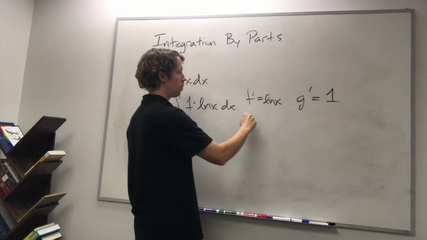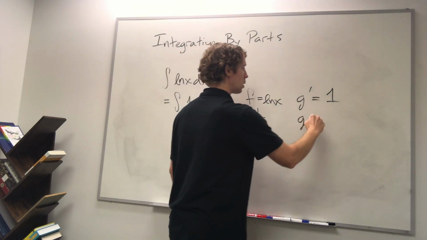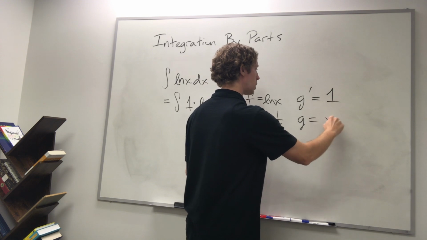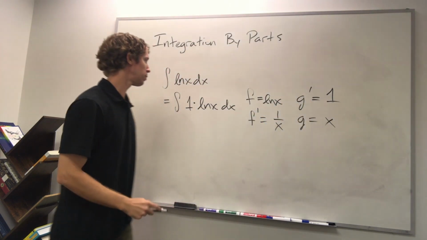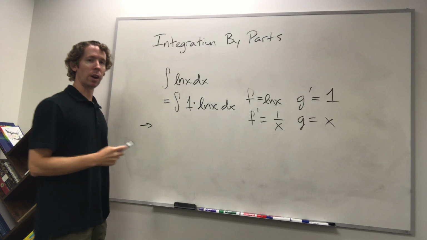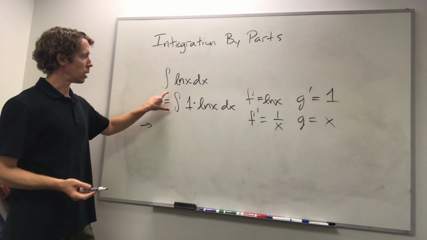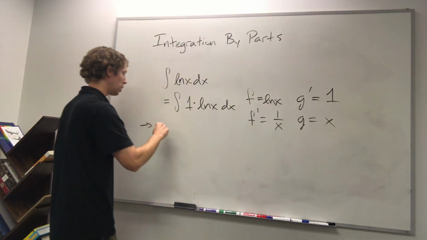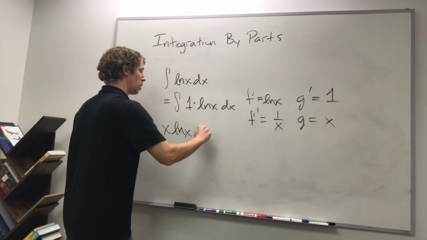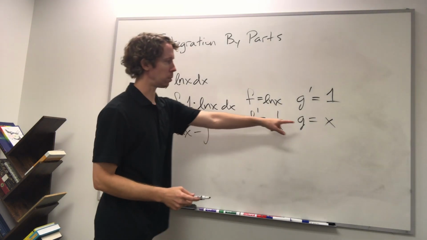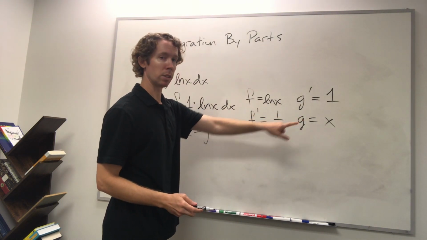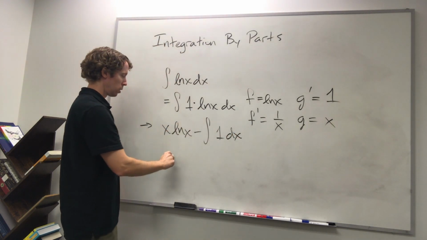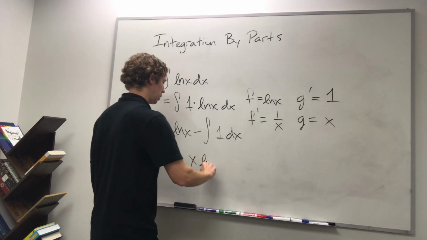And I calculate f prime and g. I know f prime is 1 over x. g is going to be x, because the derivative of x is 1. So now integration by parts tells me that the integral of f g prime is equal to f times g, so x ln x, minus the integral of f prime g. 1 over x times x is just 1. And I can definitely find that integral. So I'm going to be able to solve this.